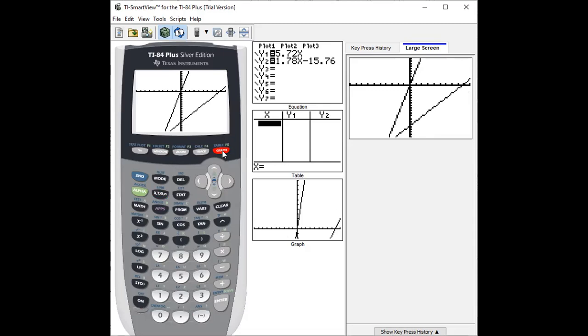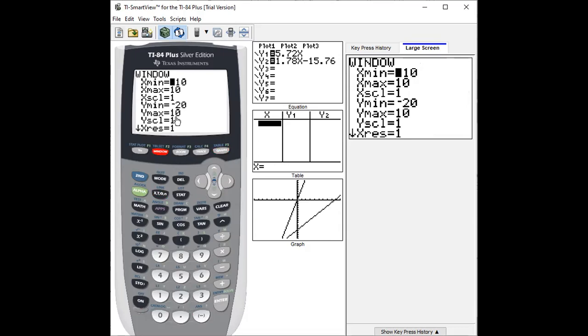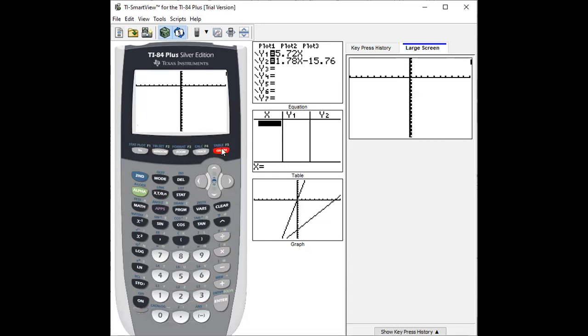We're getting closer, but we're still not there. So let's zoom out even further. Instead of -20, we'll do -30. That should get us there, I hope. You're not the only one that has to play these games, see? And voila, there it is. They intersect. They intersect right around here.